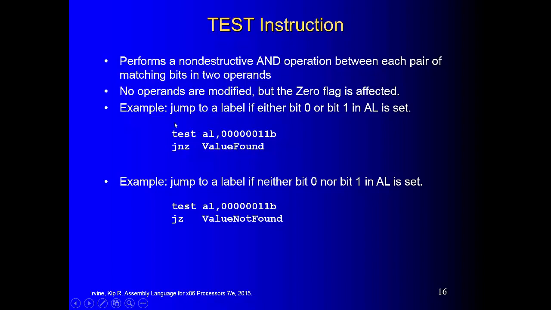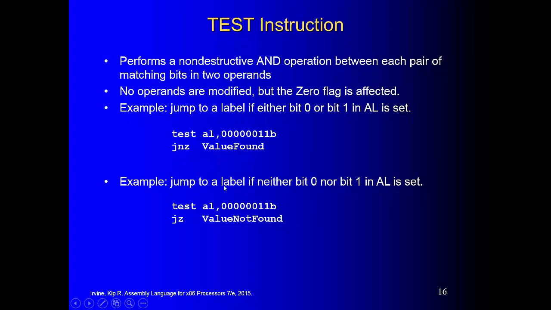We use a test, and if we test this with this, we don't have a 0. That means either bit 0 or bit 1 in AR is set. So we're going to jump to a location called value found to do some kind of processing.